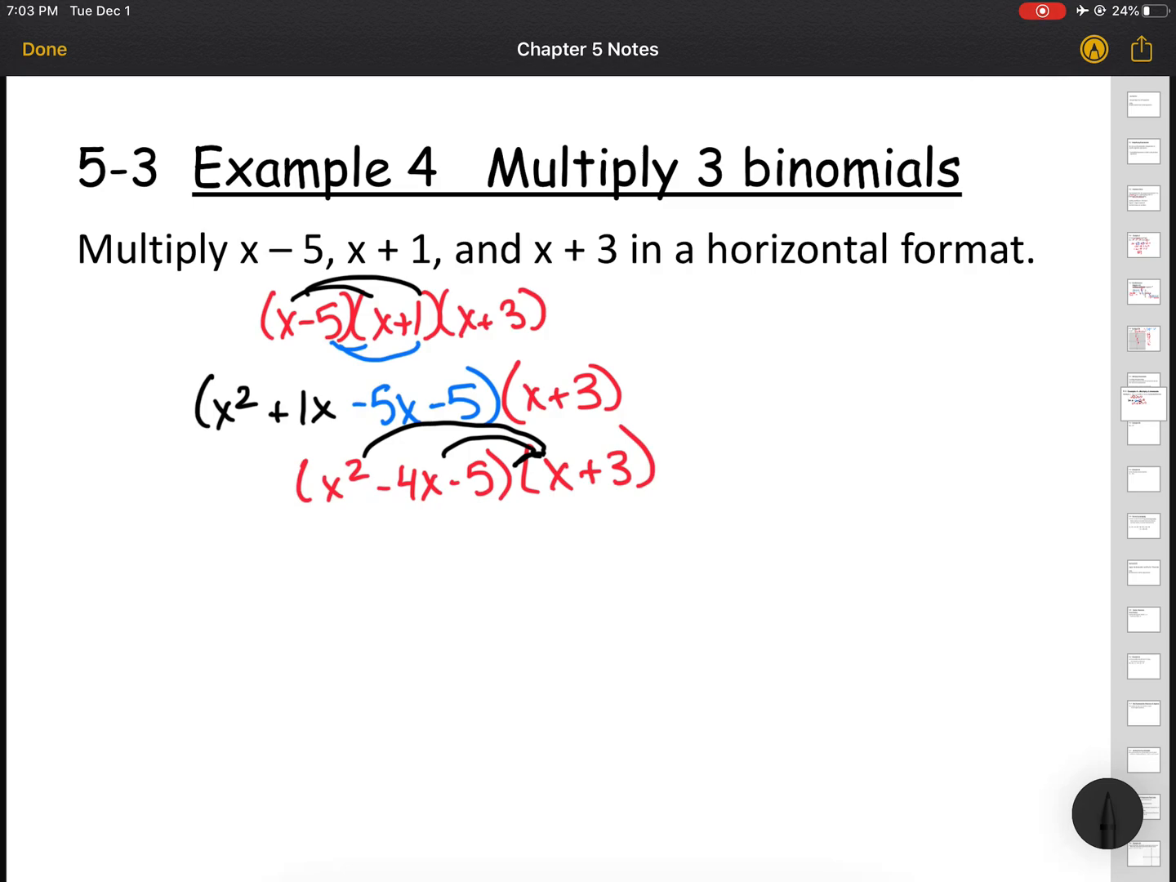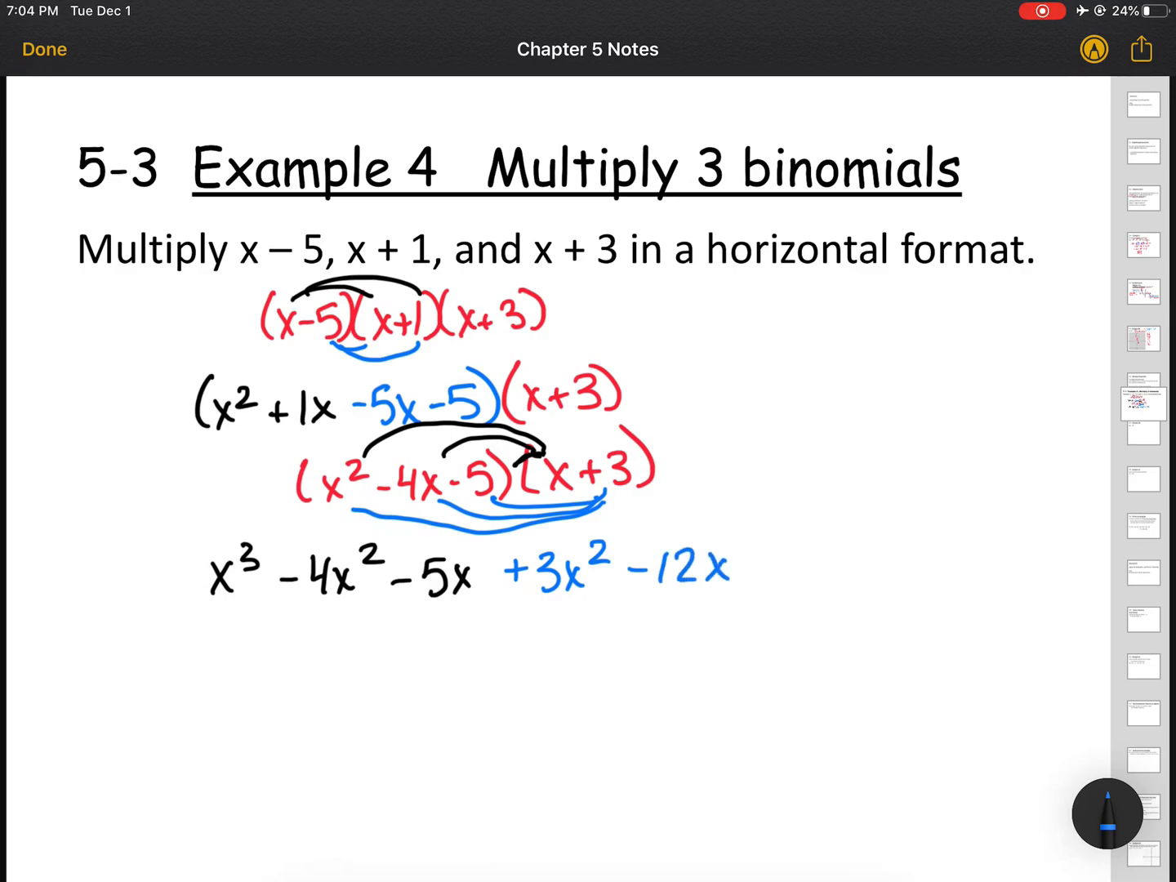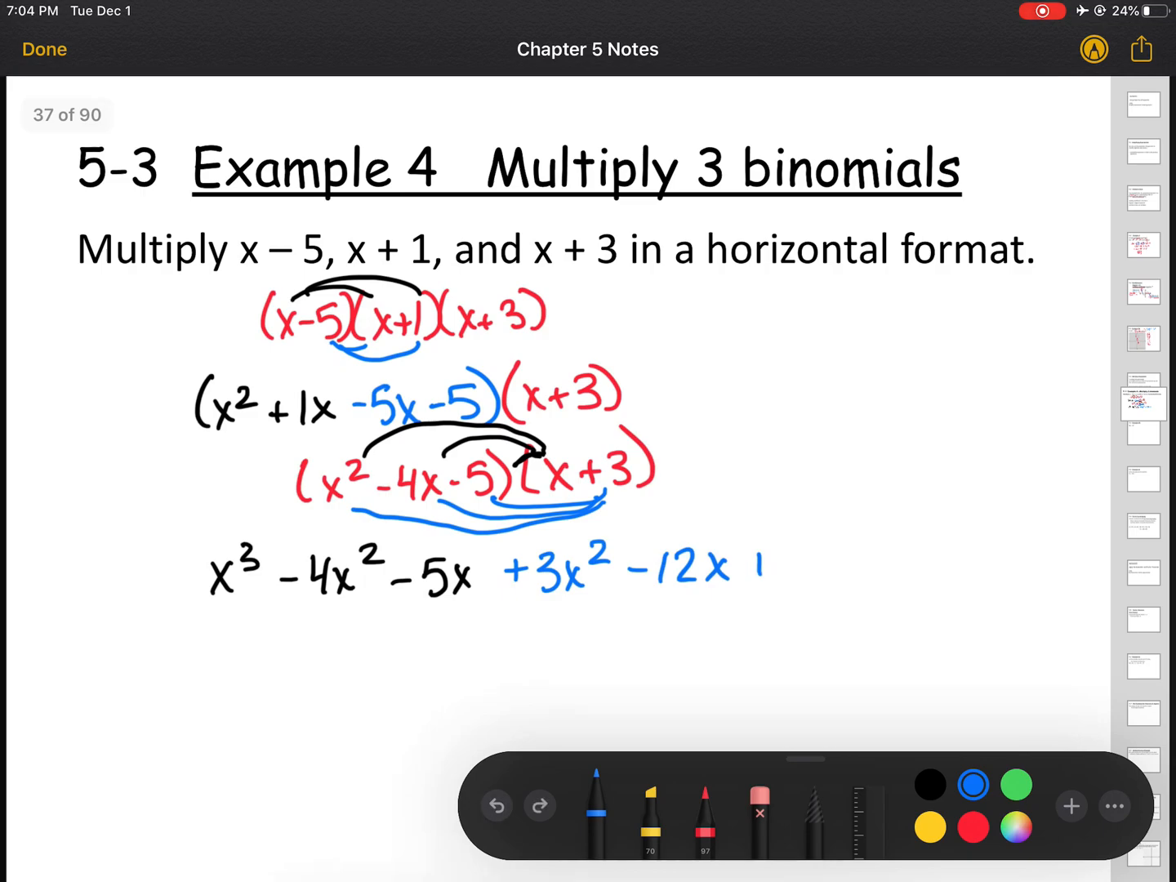So x times x squared is x to the third. Negative 4 times x is negative 4x squared. And negative 5 times x is negative 5x. And if I go the other way, positive 3 times x squared is 3x squared. Negative 4x times 3 is negative 12x. And negative 5 times 3 is negative 15.